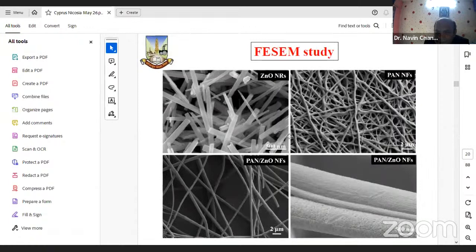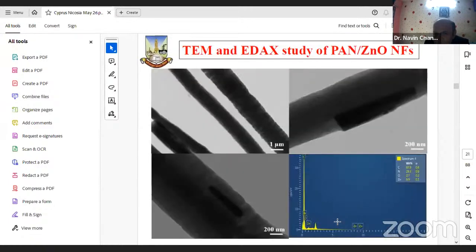This is the FESEM study. Zinc oxide nanorods are clearly observed, and the decoration of the zinc oxide nanorods over the surface of the PAN is observed. This is the TEM and EDAX study, the elemental study showing carbon, nitrogen, oxygen, and zinc. This is the percentage distribution of the presence of PAN and zinc oxide, or decoration of the zinc oxide over the surface of the PAN. If we look into image C here, the complete patch is observed, that is a rod placed over the surface of the nanofiber. This dark rod is zinc oxide, and the remaining surface is the nanofiber.